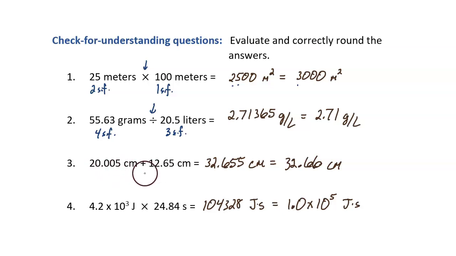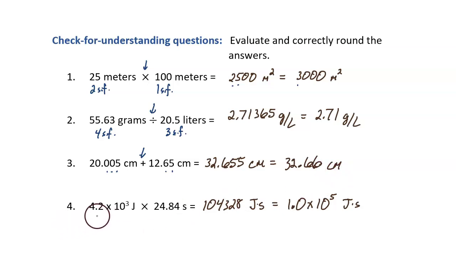Question 3. 20.005 centimeters plus 12.65 centimeters. This is an adding problem. This time, you don't have to worry about significant figures, but you do have to look at decimal places to the right of the dot. This has 3, this one has only 2. Your final answer can have only 2 numbers to the right of the dot. So on the calculator, you'll get 32.655 centimeters, but that has too many digits. You need to round to 32.66 centimeters.